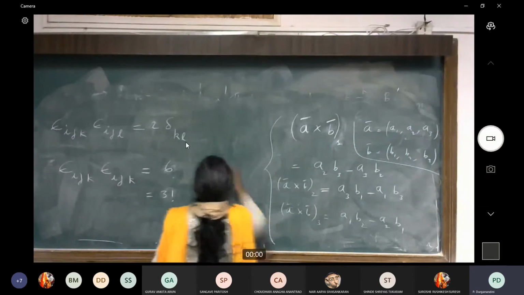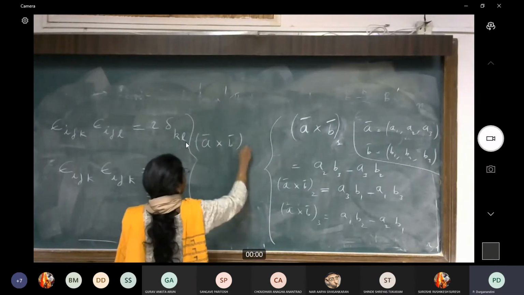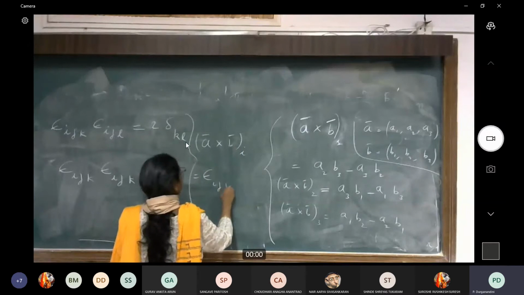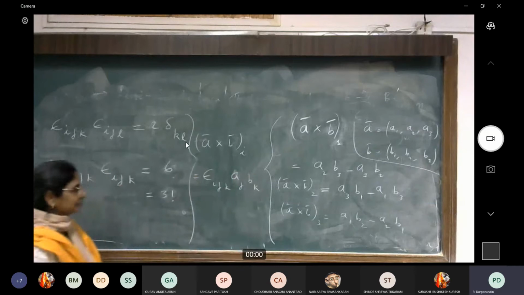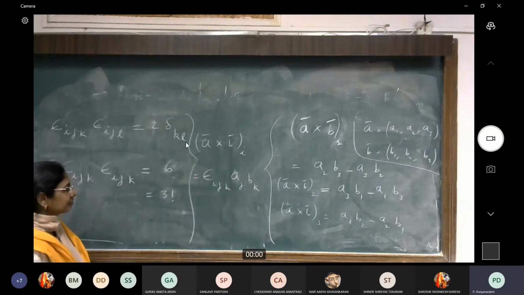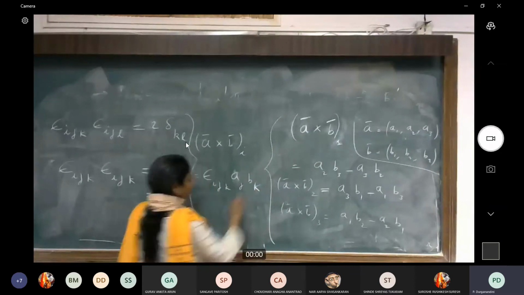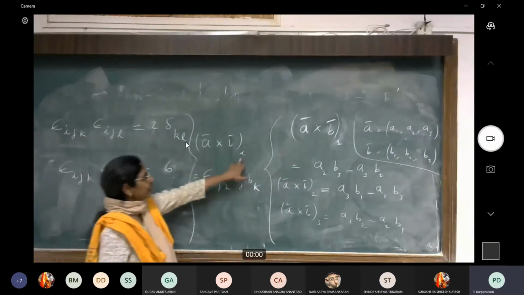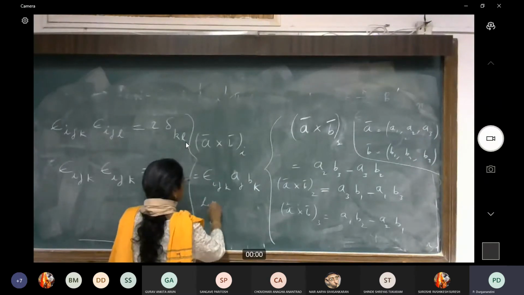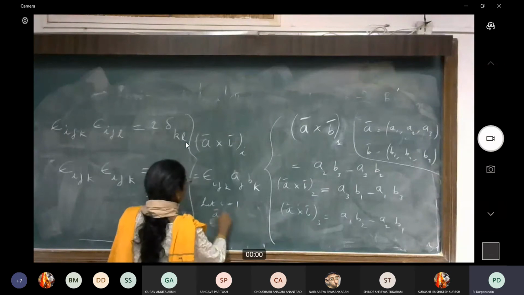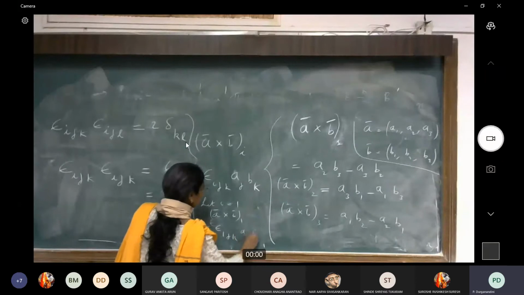So you can see that this whole thing I can write in this very compact form, that A cross B, the ith component, can be simply written as epsilon ijk Aj Bk. Okay, so all these three relations can be written in this very compact form. So I will get epsilon, let i equal to 1. Then that will tell me that the first component of A cross B should be equal to epsilon 1jk Aj Bk.